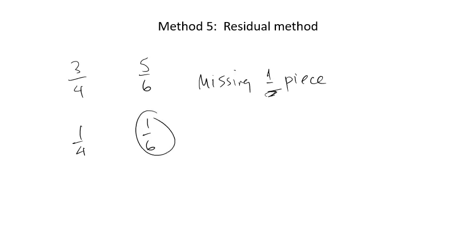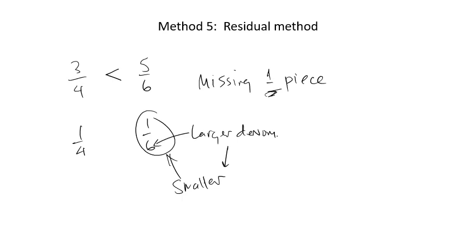Because this is the smaller piece, and again, this is why it's sort of an extension of the denominator method. I know it's a smaller piece because it has the larger denominator. So my larger denominator is going to tell me that this is the smaller number. So because this is the smaller number, I know the 5/6 is bigger because it's missing the smaller piece. It is closer to being whole.